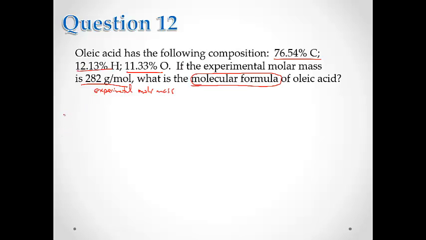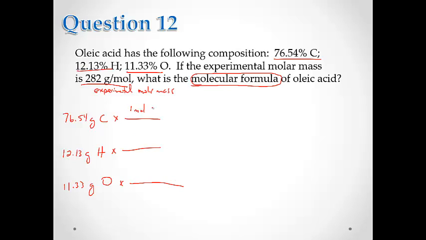So we're going to take the percentages, change them to grams: 76.54 grams of carbon, 12.13 grams of hydrogen, and 11.33 grams of the oxygen. We're going to change those from grams into moles. 1 mole up on top, molar mass on the bottom.